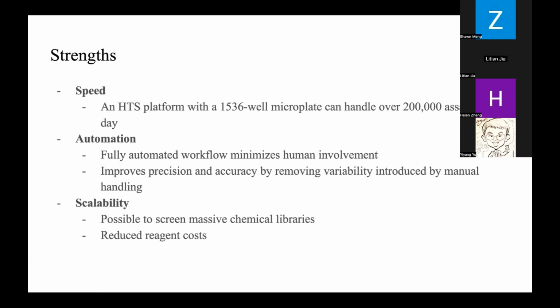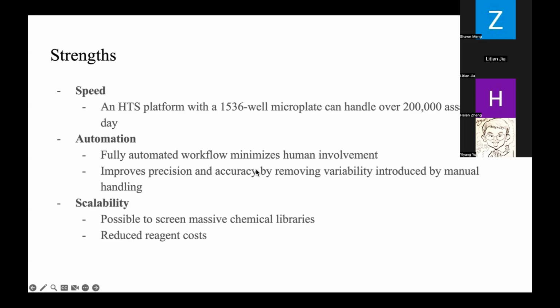And then for a brief summary of the strengths and drawbacks of this method, I think the biggest strength would be speed. So an HTS platform with 1,536 well microplates can handle over 200,000 assays per day. This is a big jump from if you were to do it manually. And then another strength would be automation. So because it's fully automated, the workflow minimizes human involvement, which in turn improves precision and accuracy because it removes variability introduced by the manual handling.